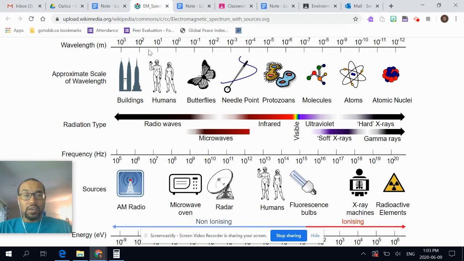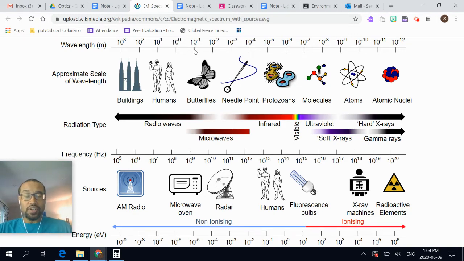And we also have the radiation types, so the various types of light, approximate things that are on the scale of those various wavelengths, and then some sources. So what kinds of things produce those different types of light? And at the bottom, we have a measure of energy. So let me get that out of the way, and we'll talk about that as well.